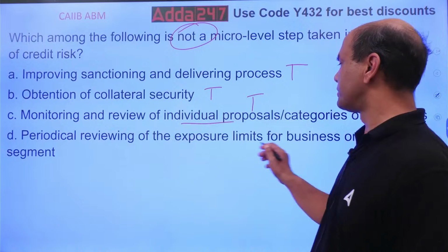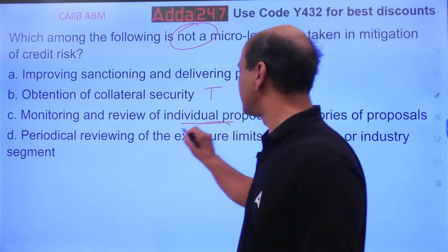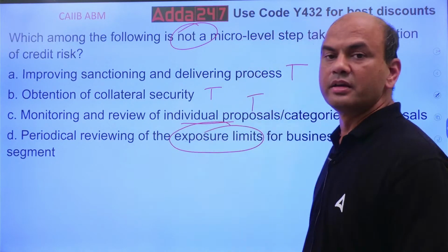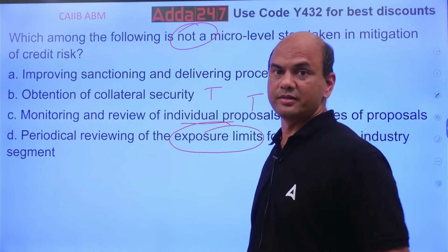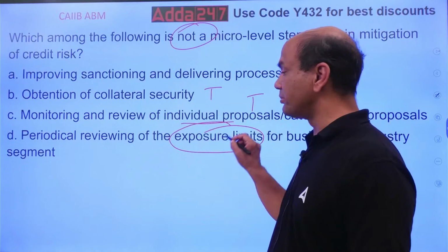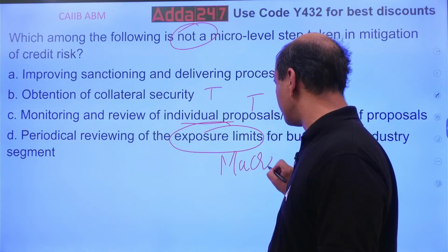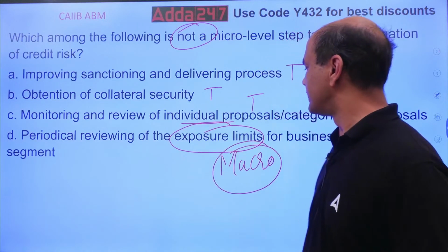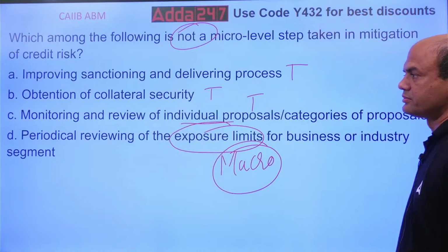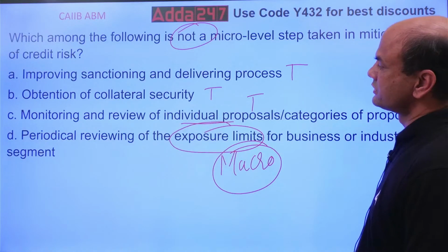Periodic review of exposure limits. Now this is not done at the branch level. This is done at the HO level. It's not a micro level, it is a macro level. This is a macro level part. Okay? Got it?